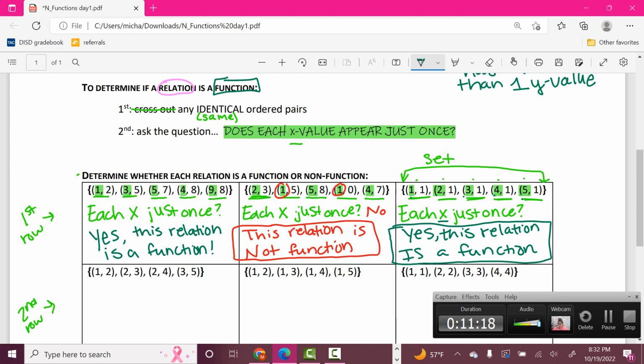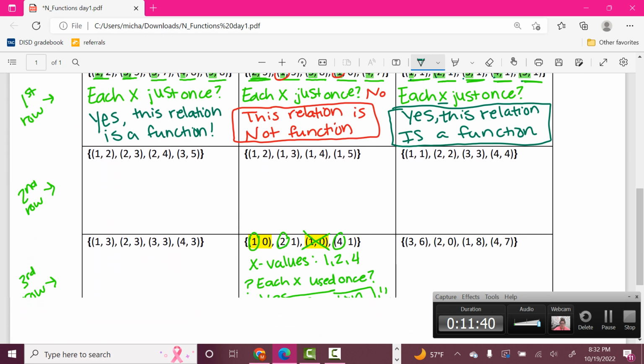Okay, maybe pause the video and catch up on writing. Okay, hopefully you're caught up on writing, and I think we've got the first 2 steps down. First, we cross out any ordered pairs that are identical or the same as each other. We only need to cross out one of them. And then you ask the question, does each x value occur just once or appear just one time?